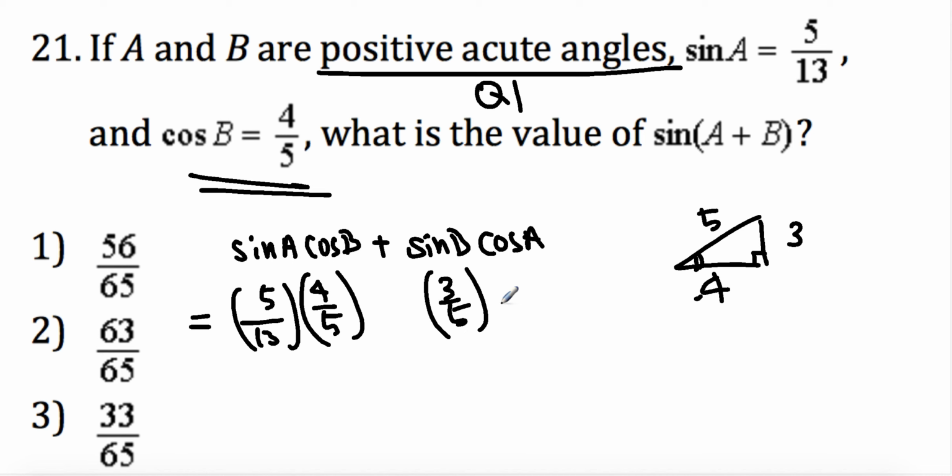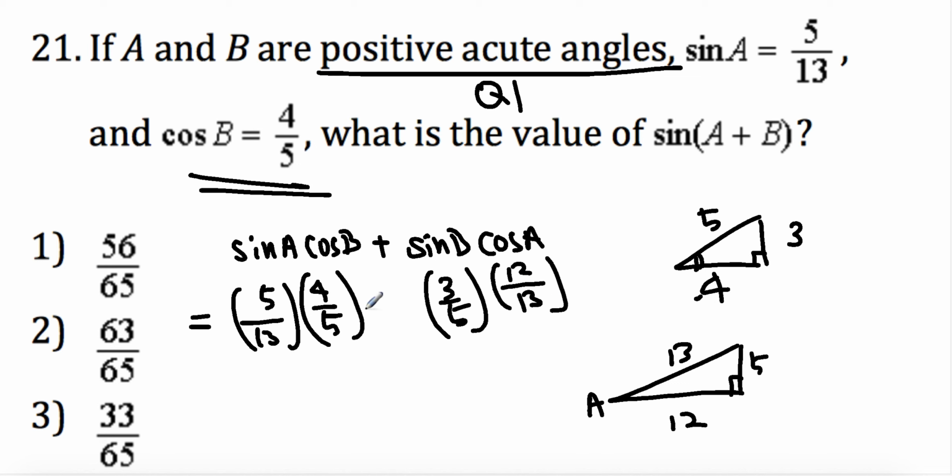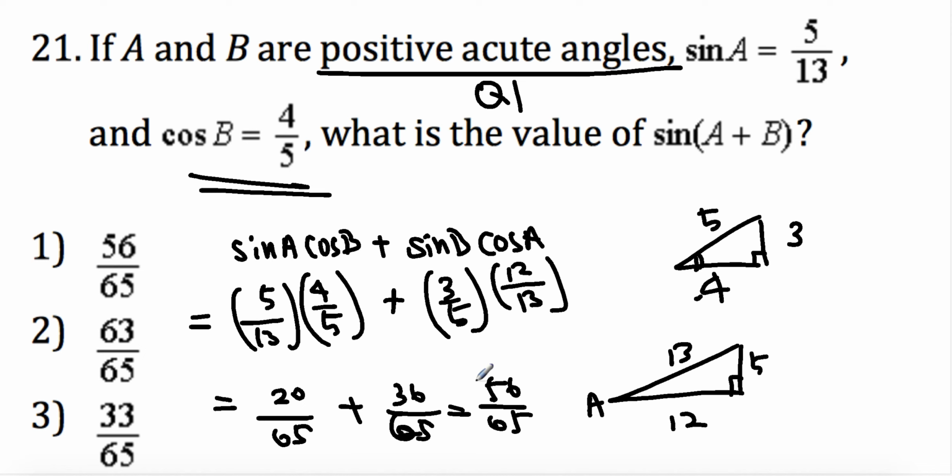How about cosine of A? So when you draw another triangle, sine of A came from opposite is equal to 5, hypotenuse is 13, that means the adjacent side must be 12. So we know that cosine of angle A is equal to 12/13. And then, since we are adding them in, let's look at the first one. Here we get 20 out of 65, plus here we have 36/65. Then we get 56/65. So, which would be choice 1.